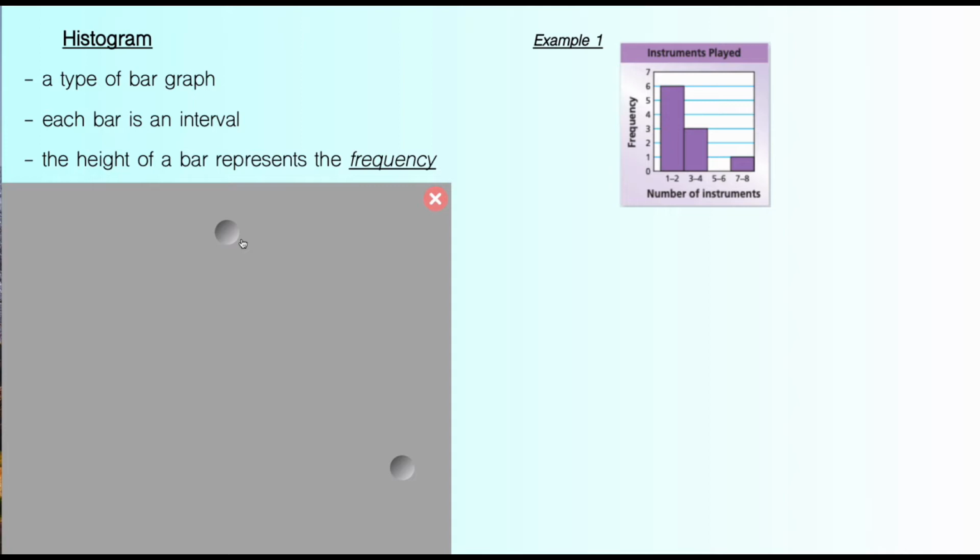A type of bar graph. Each bar in the graph shows an interval of something happening, and we know how many times that happens, the frequency of that happening, by the height of the bar.